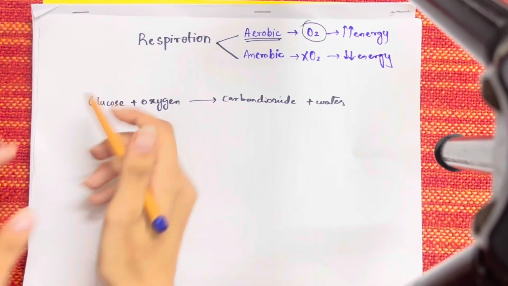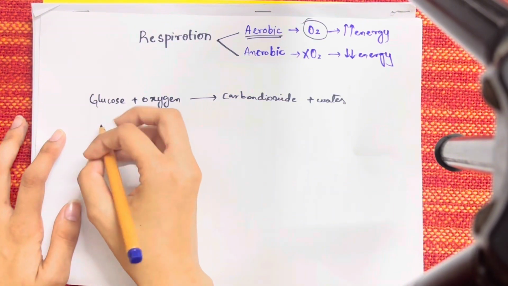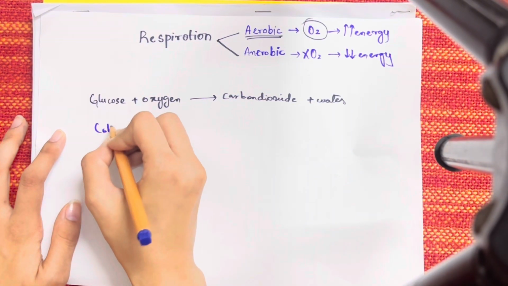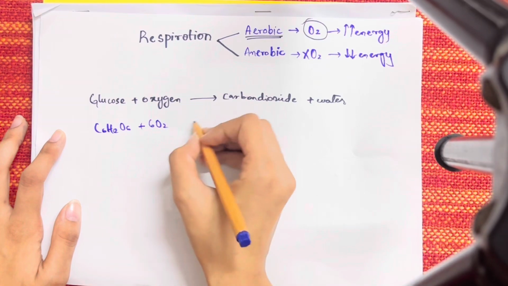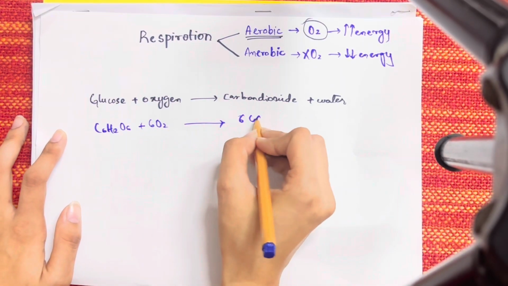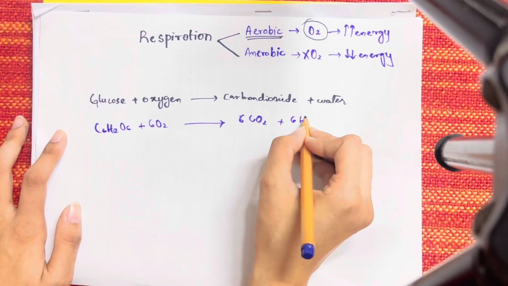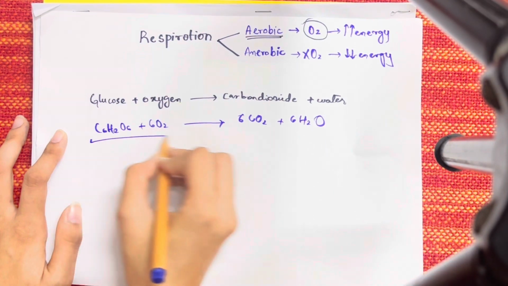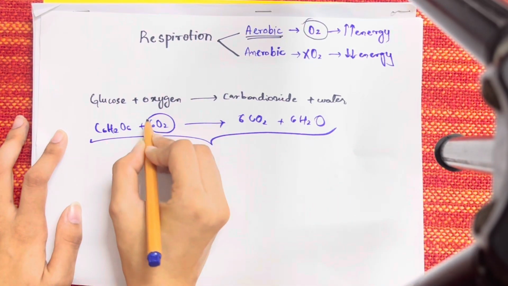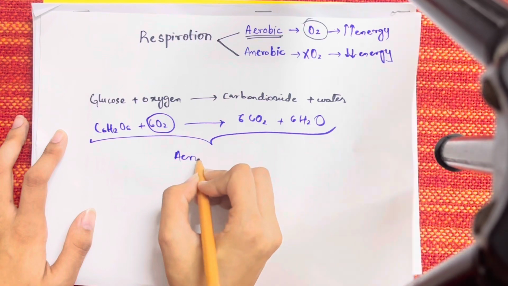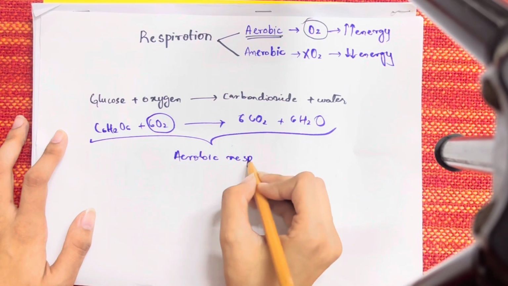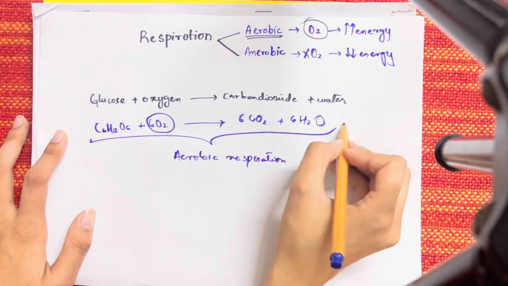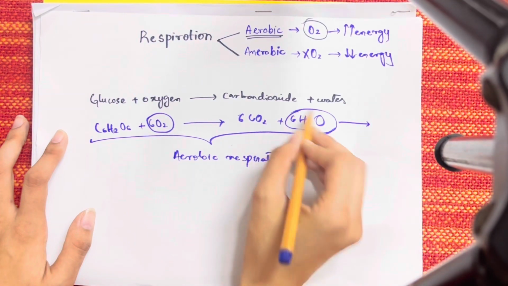The formula of glucose is C6H12O6, combined with 6 oxygen molecules, which gives us 6 carbon dioxide molecules and 6 water molecules. This entire process helps us recognize that it is aerobic respiration, as oxygen is involved in it and a higher amount of energy is released along with the water molecule.